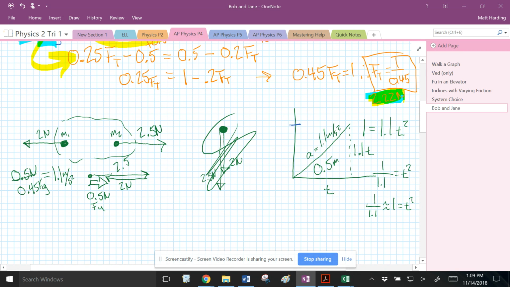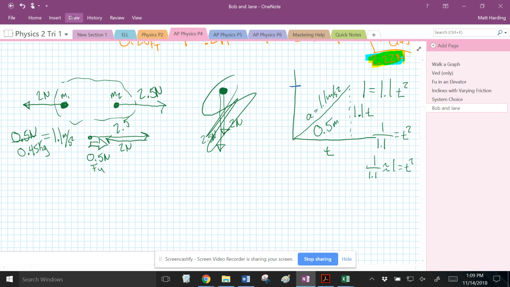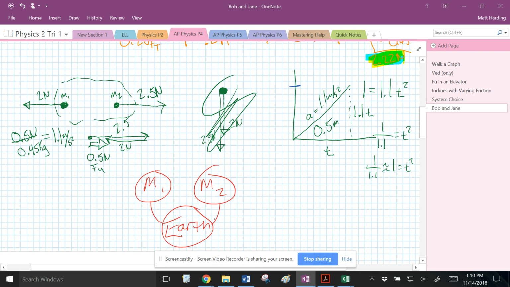This is a different approach to getting to the acceleration more easily. If you think about the system schema, I've got M1, I've got M2, I've got the Earth. I'm not considering the rope to be an object because ropes don't have souls. So there are gravitational interactions with the Earth, and a tension interaction between the masses.